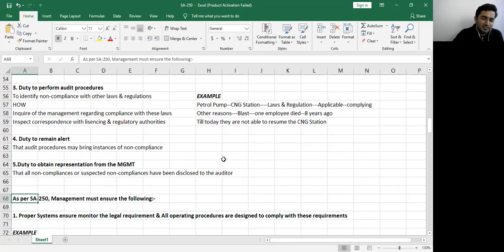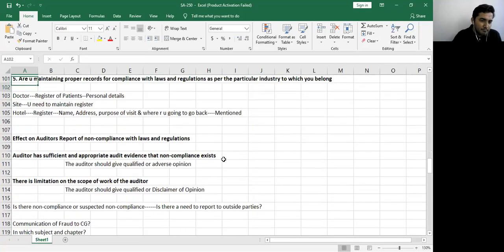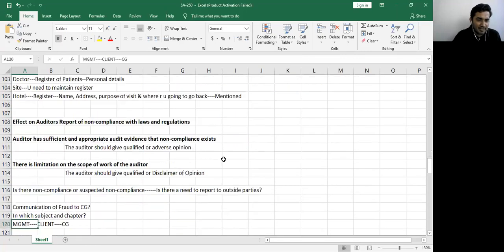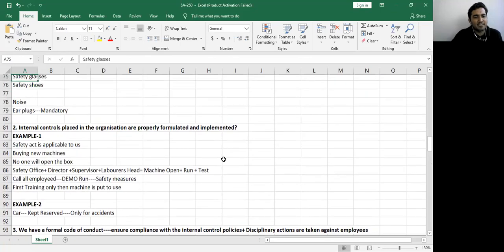And finally, you have the next question, which says, what is the management's responsibility regarding compliance with law and regulation? You have 5 points on this. Let's look at them step by step.